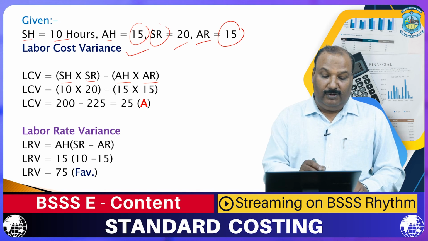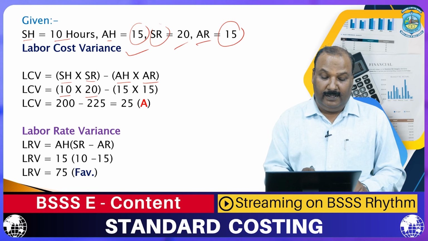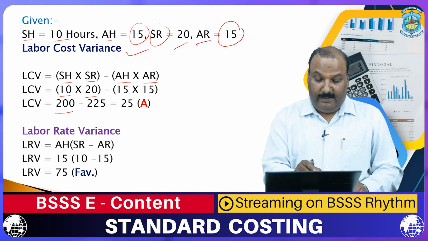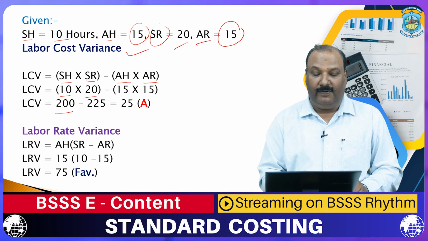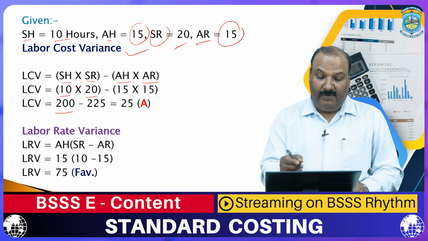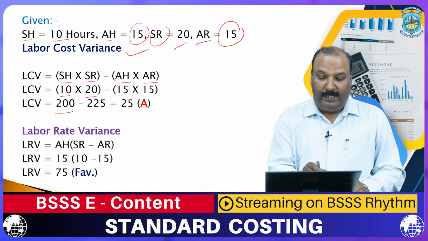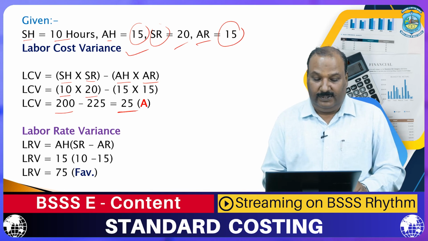Labor cost variance equals standard hours, 10, multiplied by standard rate, which is 20. 10 multiplied by 20, the solution will be 200 rupees. Then actual hours and actual rate are given as 15 multiplied by 15, the amount will be 225. The difference between 200 and 225 is a negative value, the answer is 25, which is an adverse condition.